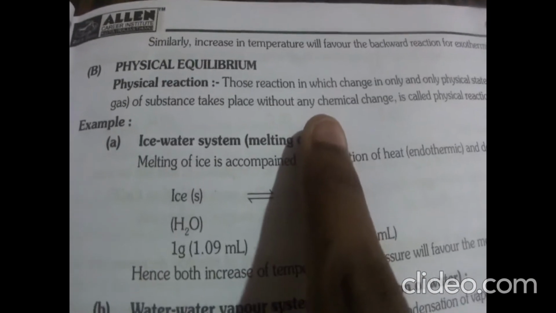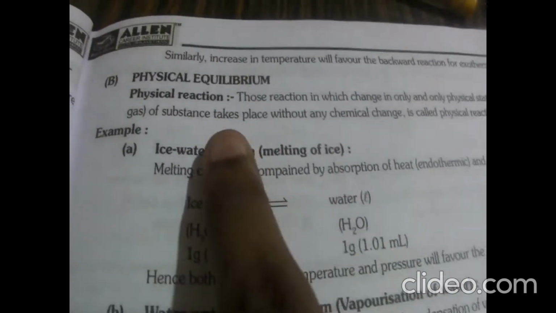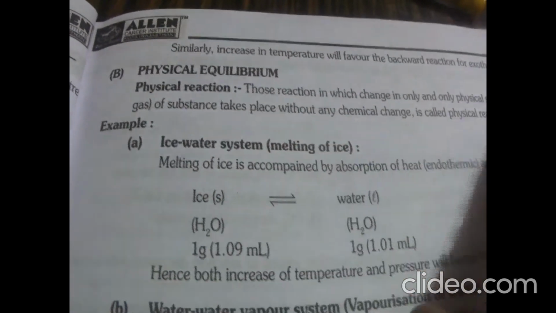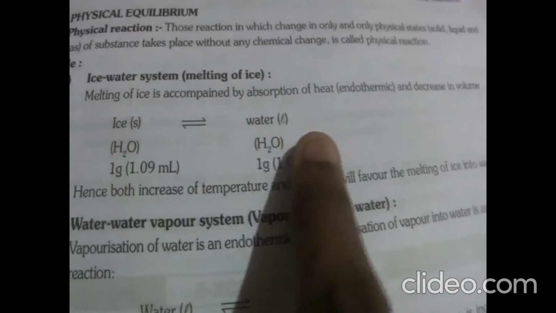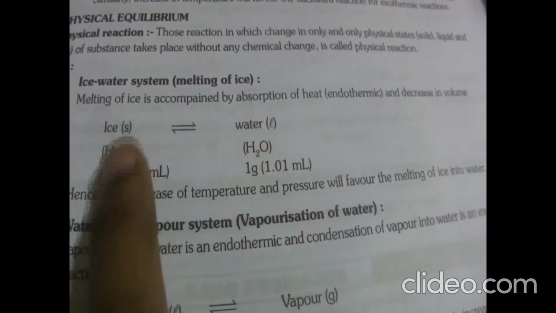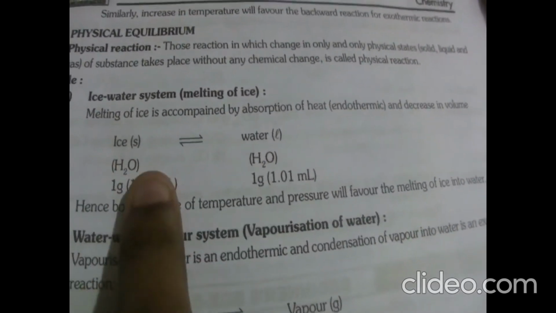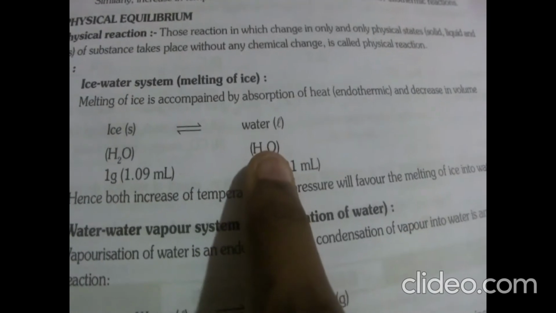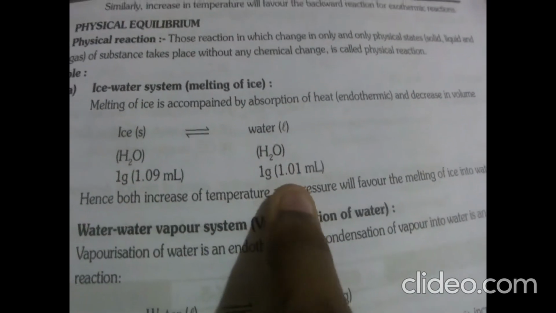Now let's learn the next thing, that is about physical equilibrium. In physical equilibrium, there is a change only in the physical states of the substances, without any chemical change. So only physical change. Ice-water system: ice becomes water, am I right? This is an endothermic process, that is, heat is absorbed. When ice absorbs heat, it changes into water. Also, volume decreases, am I right?